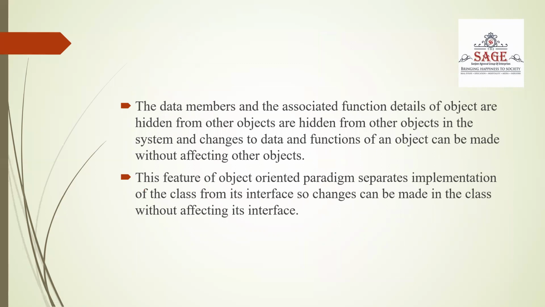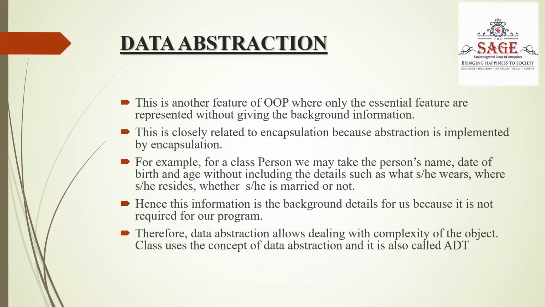So the data members and the associated functions of an object are hidden from other objects in the system, and changes to data and functions of an object can be made without affecting other objects. This feature of the object-oriented paradigm separates the implementation of the class from its interface, so changes can be made in the class without affecting its interface. Now, the next feature or next concept is data abstraction, where we define only the essential features without giving the background information.